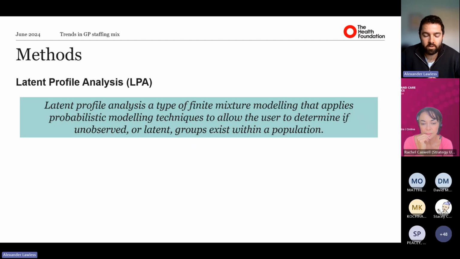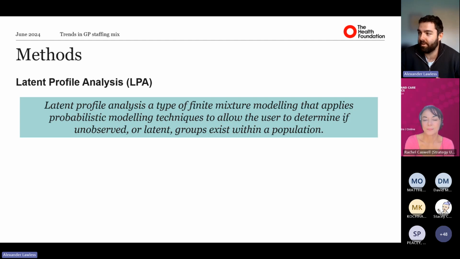And then at that point, we were ready to feed the outputs of our FTE derived measure into our latent profile analysis. So I'll just talk a little bit about what actually that is to kind of contextualize latent profile analysis alongside other types of cluster analysis. So the definition there is fairly wordy.